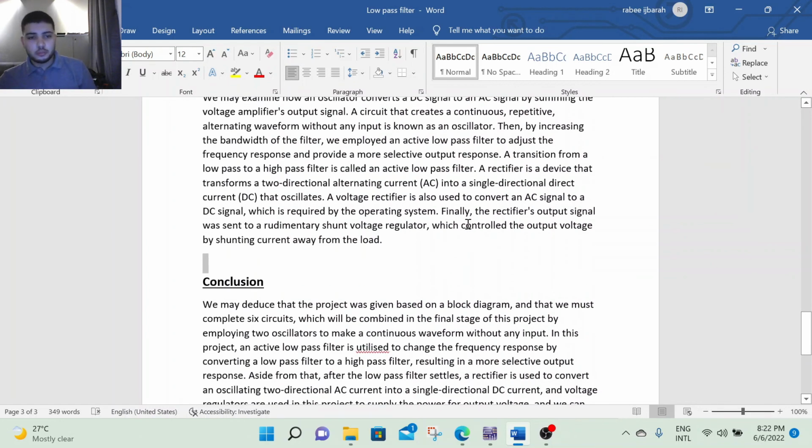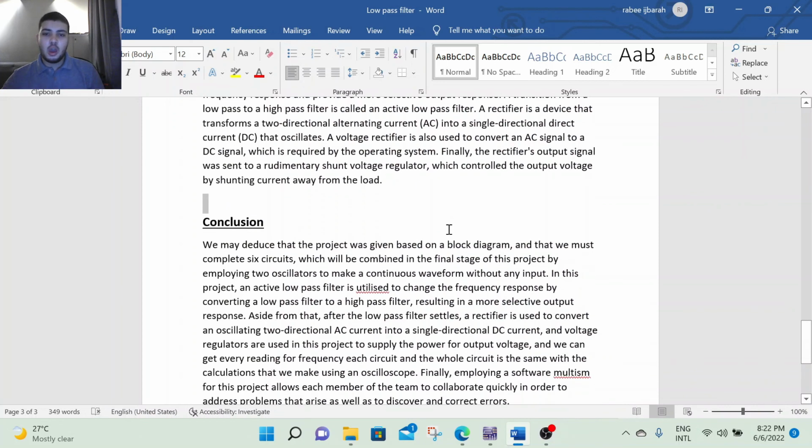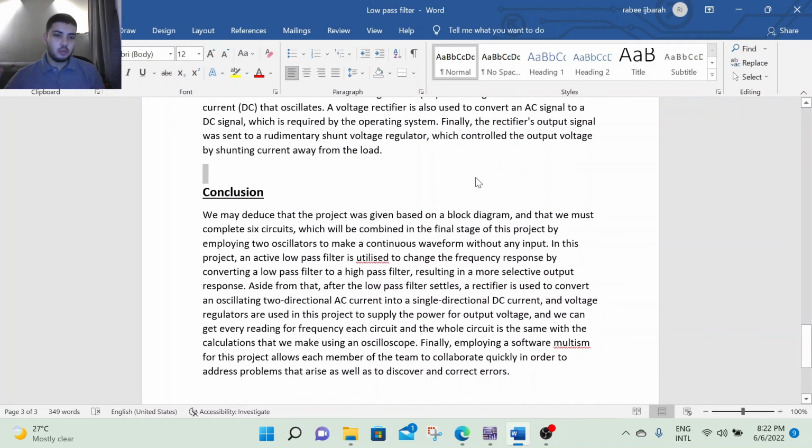In conclusion, the project was given based on a block diagram, and we must complete six circuits, which will be combined in the final stage of this project, employing two oscillators to make a continuous waveform without any input. In this project, an active low-pass filter is utilized to change the frequency response by converting a low-pass filter to a high-pass filter, resulting in a more selective output response.